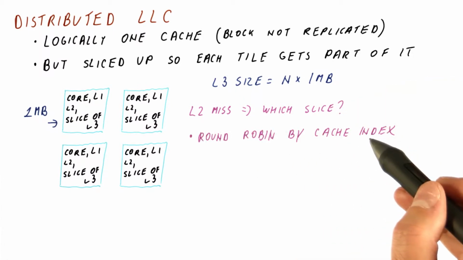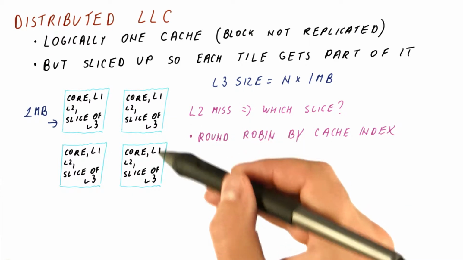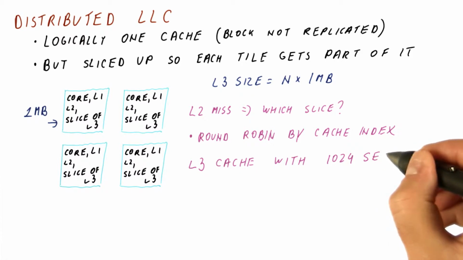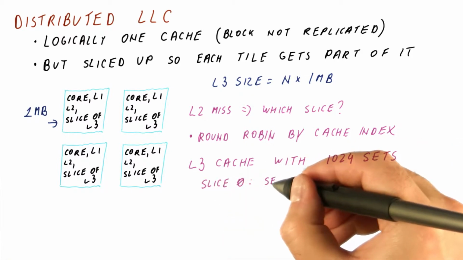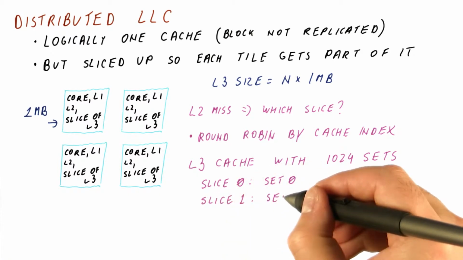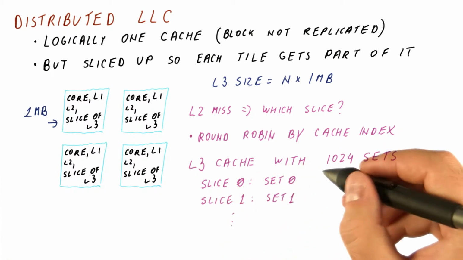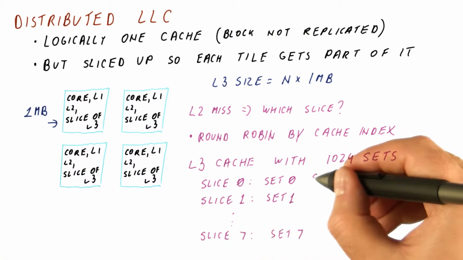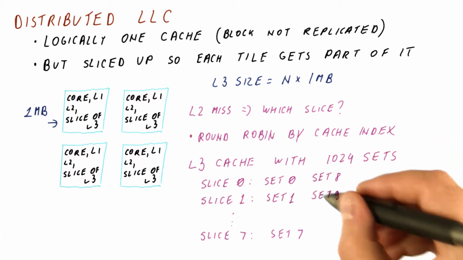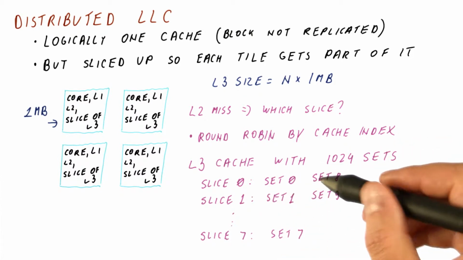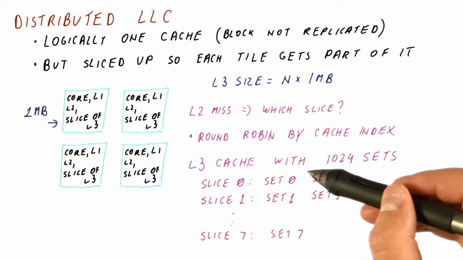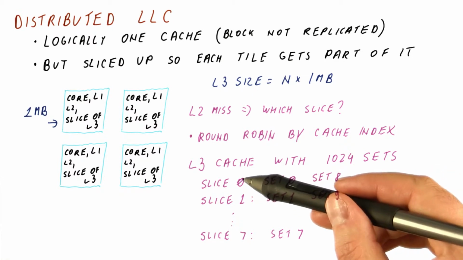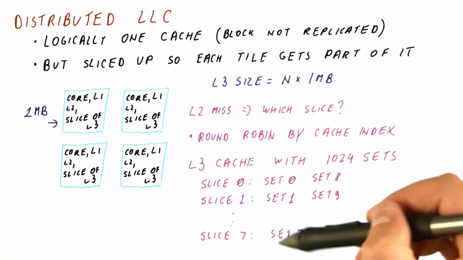One simple solution is to spread the cache round robin among slices by cache index. So if we have our level 3 cache with, let's say, 1024 sets, slice 0 gets set 0, slice 1 gets set 1, etc. And then let's say that we have 8 cores. Then slice 7 gets set 7. Slice 0 gets set 8, set 9 is in slice 1 again, and so on. So now we can relatively easily, after we break down the address to access the cache, we know the set number, and the least significant 3 bits in this case tell us which slice to ask.